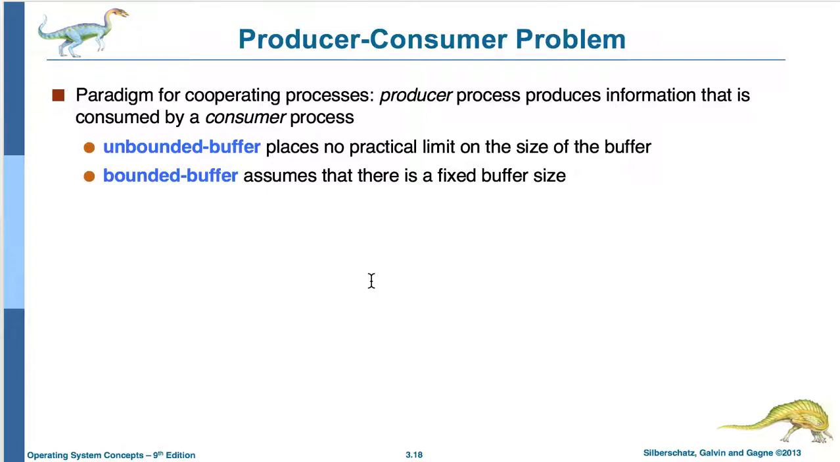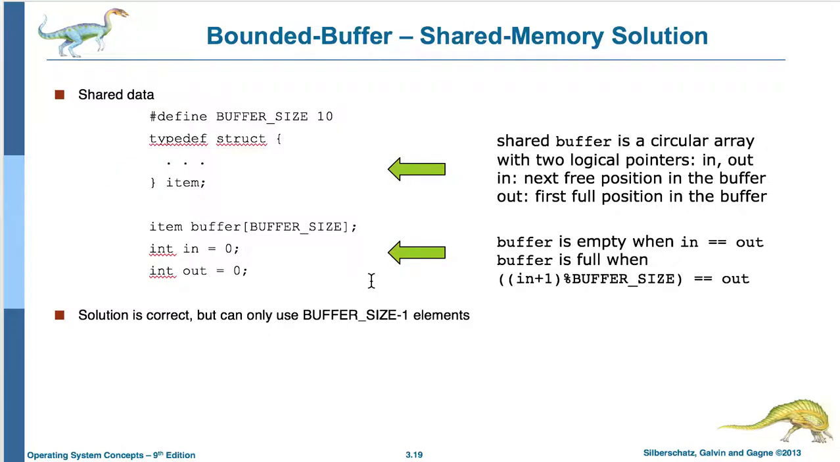The first is what is termed an unbounded buffer in a shared memory environment, where really you don't put a practical limit on the size of the buffer. And the other method is the bounded buffer method, where there is a well-defined fixed size to the buffer. So if we were to look at some small representation of a shared memory bounded buffer.